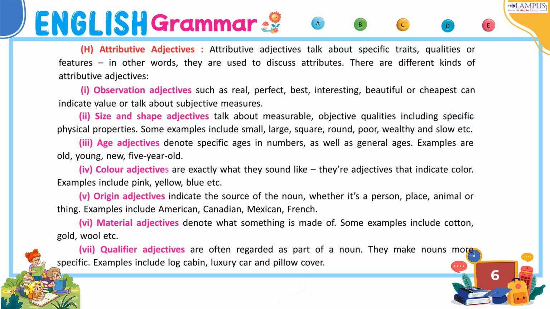Fifth, origin adjectives indicate the source of the noun, whether it's a person, place, animal or thing. Examples include American, Canadian, Mexican, French. Sixth, material adjectives denote what something is made of. Some examples include cotton, gold, wool etc. Seventh, qualifier adjectives are often regarded as part of a noun. They make nouns more specific. Examples include log cabin, luxury car and pillow cover.